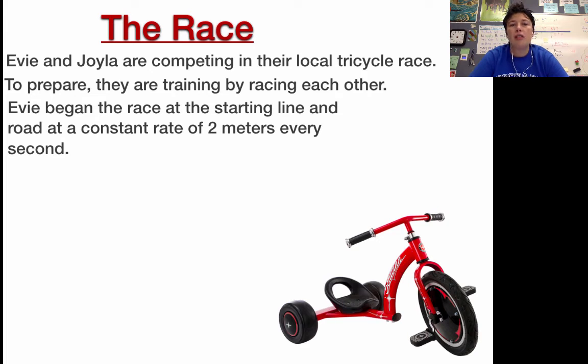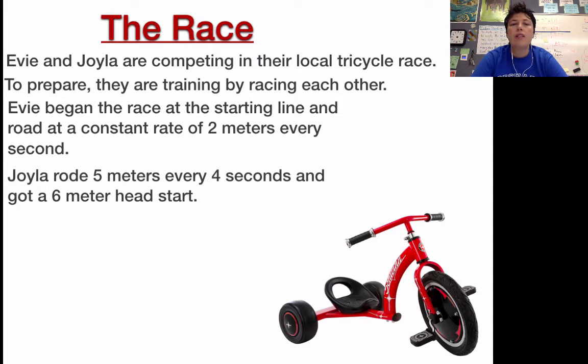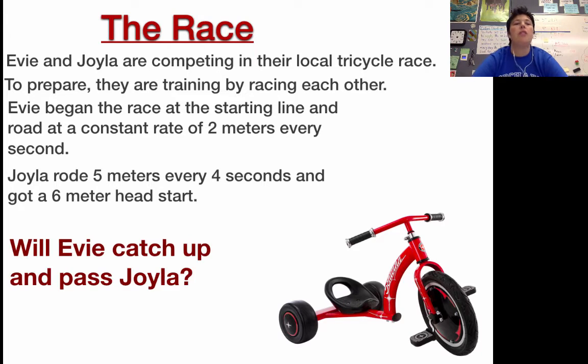Evie began the race at the starting line and rode at a constant rate of 2 meters every second. Rate, that's her speed. Joyla rode 5 meters every 4 seconds and got a 6-meter head start. What we're going to do is answer this question: will Evie catch up and pass Joyla? Joyla got the head start. You ever race with a little brother or sister? Sometimes you're nice, sometimes you're not, but you might give someone a head start. Well, Joyla got the head start. And the question is, will Evie catch up and pass her?